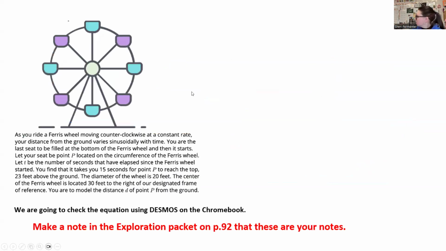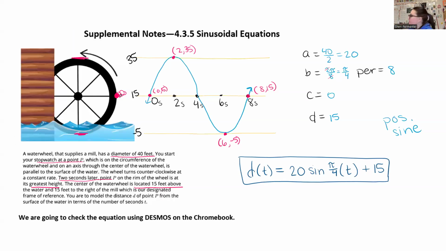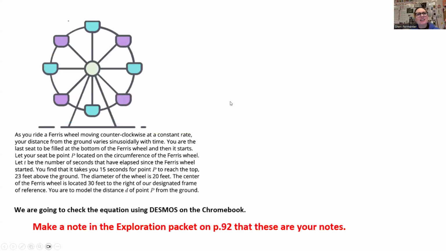The next question: what does it mean when it says to, can you go back to this? Sure. This one? It says to model the distance from the water. Oh, that is what we did. Okay. Sometimes it's a very fanciful way to write something simple. So the next one, we've got this Ferris wheel.